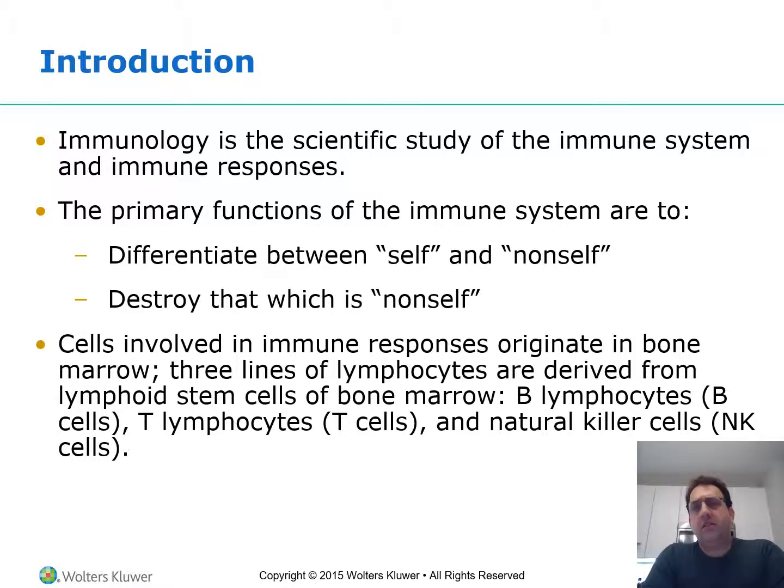So immunology is the study of the immune system and the immune responses. Mainly, the immune system has a couple of defenses, or a couple of functions. One is to differentiate what is self and what is not self, and to destroy that which is not self. So the cells involved in immune responses are all grown in the bone marrow. Lymphocytes are derived from the bone marrow, lymphoid stem cells. We get B cells and T cells and natural killer cells that all come from this.